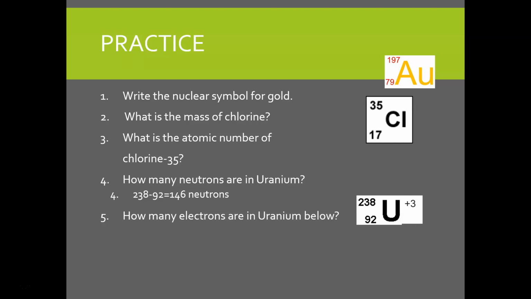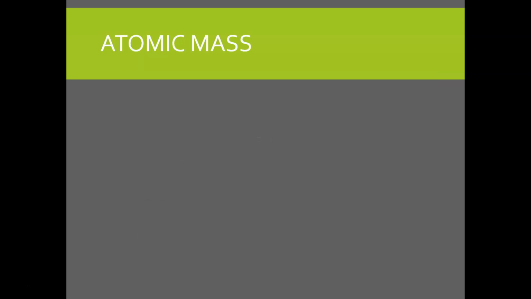You're also asked how many electrons are in the uranium below, right over here. So you saw that it had a 3+ charge. That means that it has lost 3 electrons. So we take our 92, which would be our normal number of electrons and protons, and we subtract out 3. So 92 minus 3 means that you have 89 electrons. See? Not so bad. You've definitely got the hang of this.